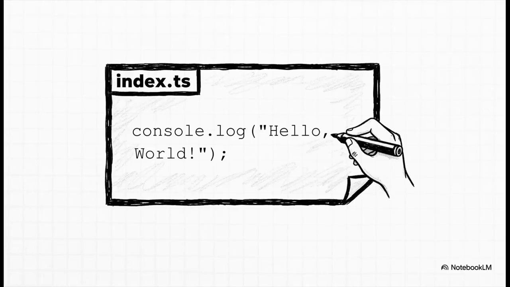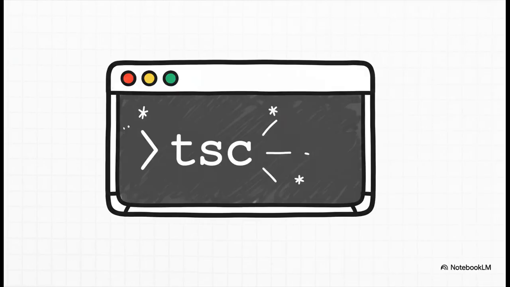Okay, step 1. We make a new file, let's call it index.ts, and inside, we just write this one line. Look familiar? It should. It's the exact same code you'd write in JavaScript. Remember, it's a superset, so this is totally fine. Step 2. We open up our terminal or our command line, and we run a super simple command, tsc index.ts. That's it. That tells the TypeScript compiler, hey, go find this file and do your thing.